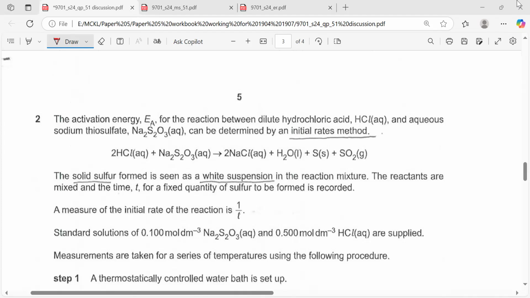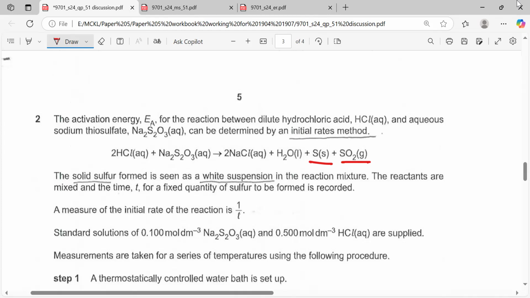So we have acid and sodium thiosulfate. You will get your white or off-white or pale yellow precipitate. This is also an experiment in your practical paper: how to detect for thiosulfate ion. This is your qualitative analysis version. You pour dilute acid into your sodium thiosulfate, and you will get a white or off-white or pale yellow precipitate. The longer you leave it, the more it becomes yellowish, because sulfur is yellow. And of course, remember SO2 is a pollutant, so you don't breathe too much of it. The solid sulfur is formed as a white suspension in the reaction mixture, and the reactants are mixed at time 0. The time T is for a fixed quantity of sulfur to be formed.